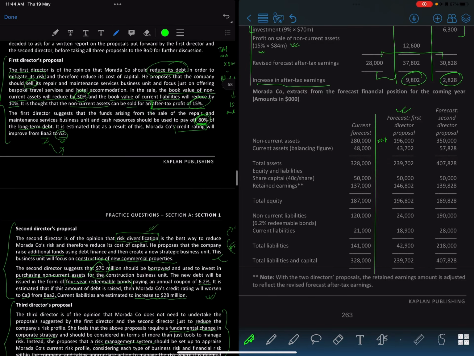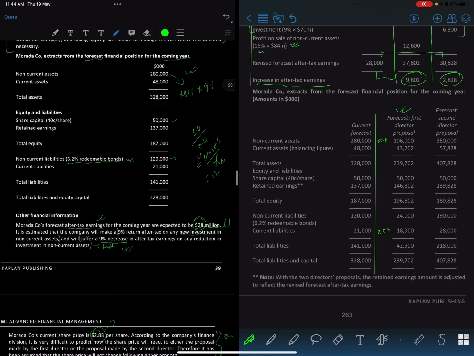Non-current liabilities, what happens? In the first case, we are paying it off, right? How much are we paying it off? 80% of it. So how much will be remaining? 20%. So 120,000 into 20%, right?